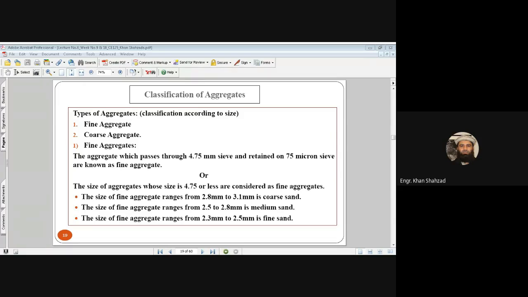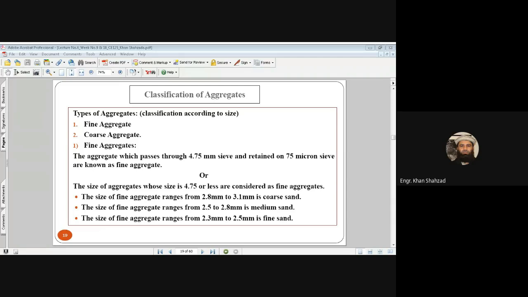Anyone from Lawrencepur or Nizampur? Kala Dhaka? No? In every area, natural sources or natural resources are available for sand as well as for coarse aggregates. And normally in these hilly areas, the rocks are converted into crush, and then we can get the angular aggregates.